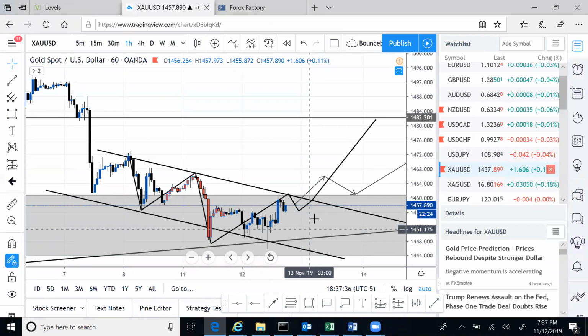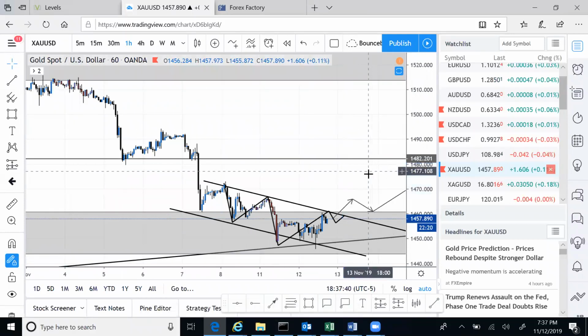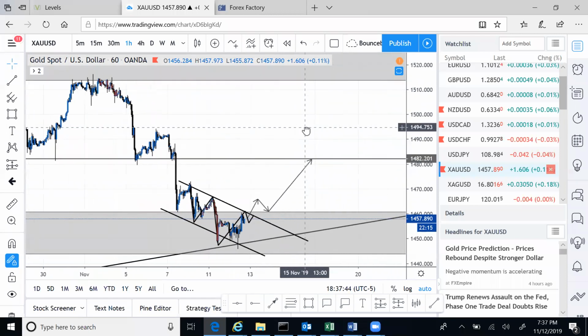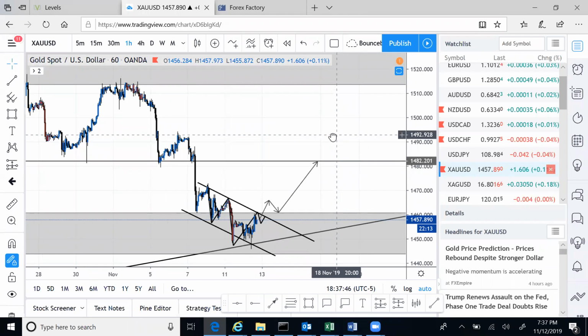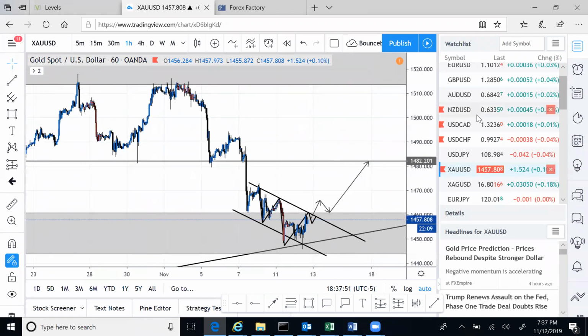All right, so that's what I'm looking at for gold. I will send out that trade in my Telegram chat for you guys to catch that move. Don't miss the move. All right, it will pay you. It will definitely pay you.